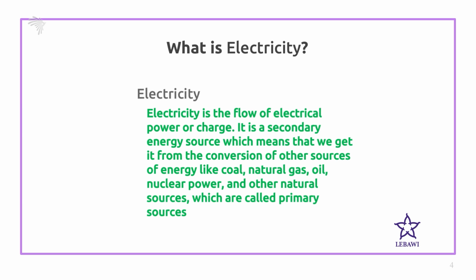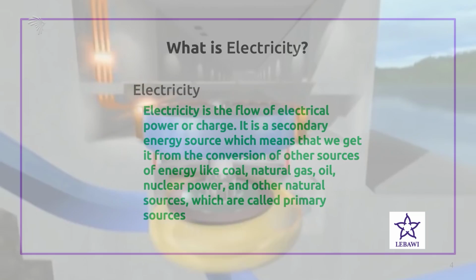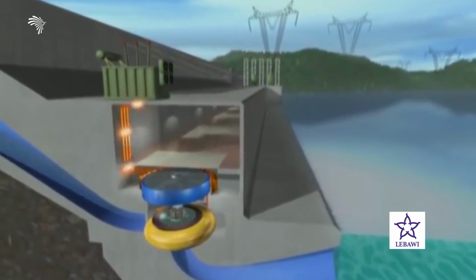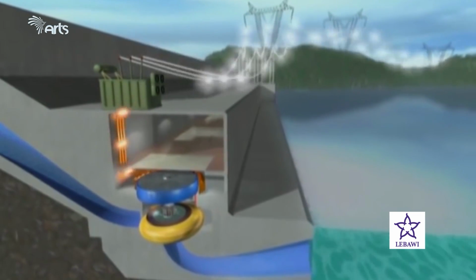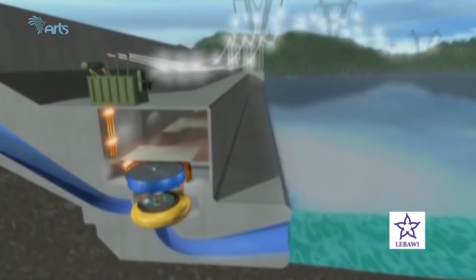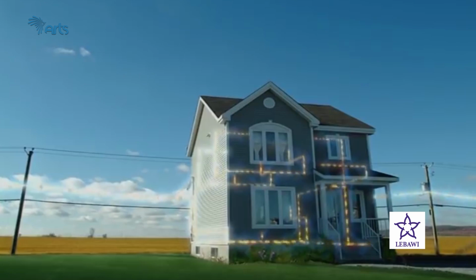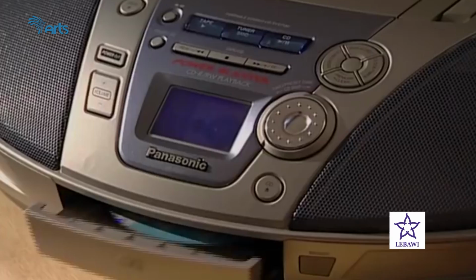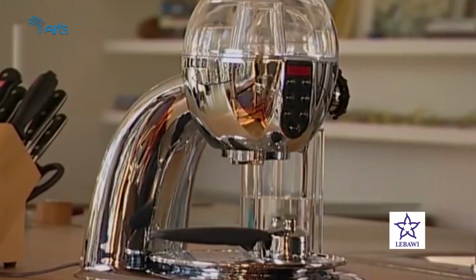Electricity is simply defined as the flow of electrical power or charge. It is a secondary energy source which we get from the conversion of other sources of energy like coal, natural gas, oil, nuclear power, and other natural sources, which we call primary sources.